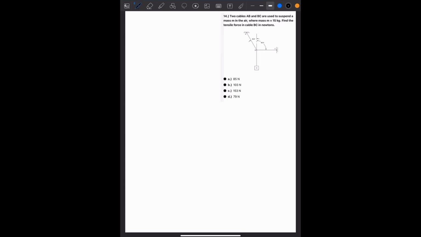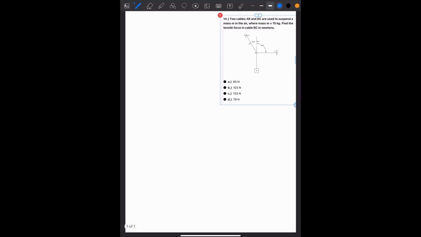So this problem is another sort of classic statics problem. Let's go ahead and read the problem statement. Two cables, AB and BC, are used to suspend a mass M in the air, where mass M is equal to 15 kilograms. Find the tensile force in cable BC in newtons. Okay, so let's look at this problem. We can see that in this problem we have A up here, B is in the middle, and C is on the end. We're looking for force in BC here. FBC is what we're looking for in newtons.